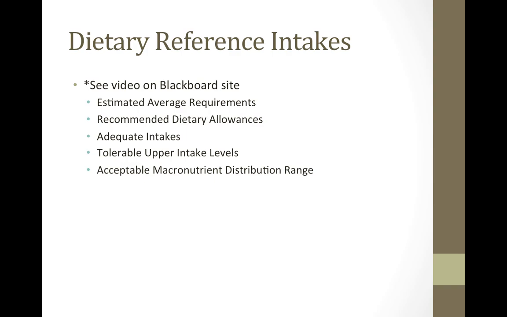Now, I'm not going to be speaking about dietary reference intakes in this presentation because I provided a video on the Blackboard site, but I need you to make sure that you go over estimated average requirements, the recommended dietary allowances, adequate intakes, tolerable upper intake levels, and acceptable macronutrient distribution range. The DRIs, that's just a generic term for a set of nutrient reference values. Nutrition experts use these to make dietary recommendations. And again, make sure you just watch the video. It has some great visuals on it to understand these concepts.